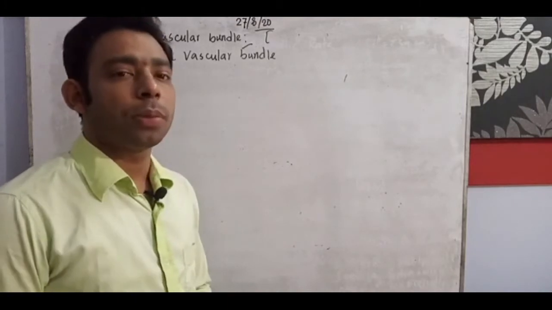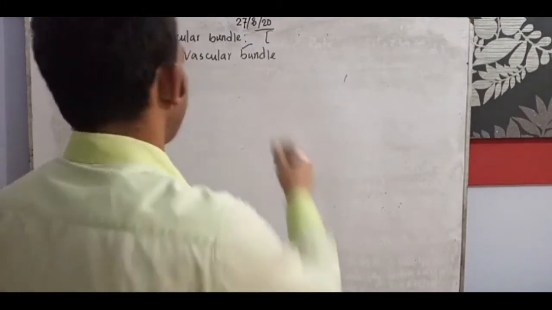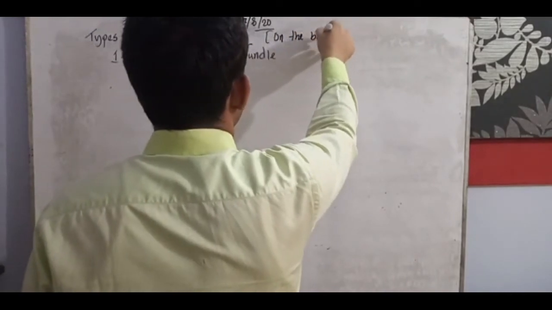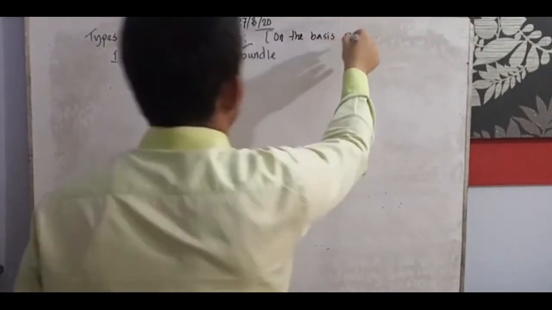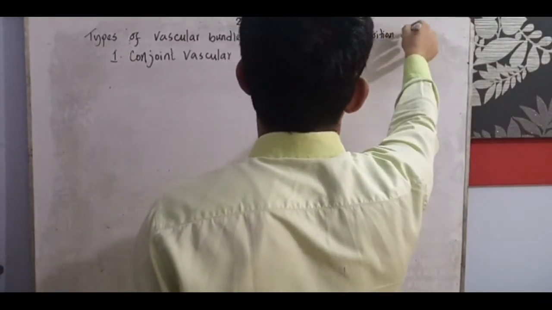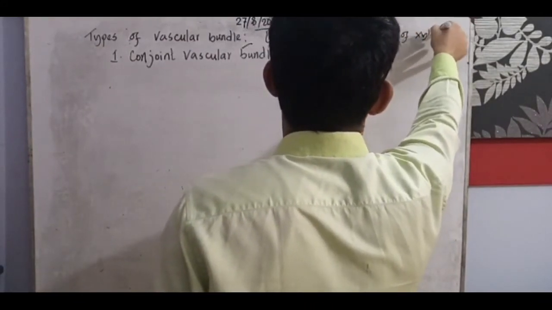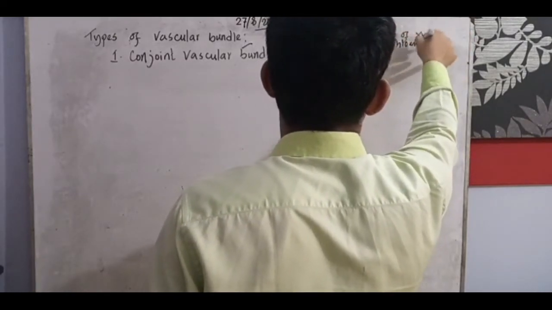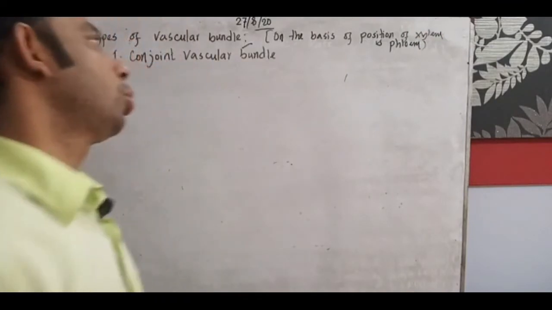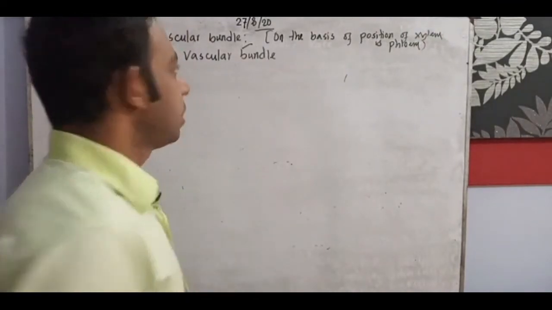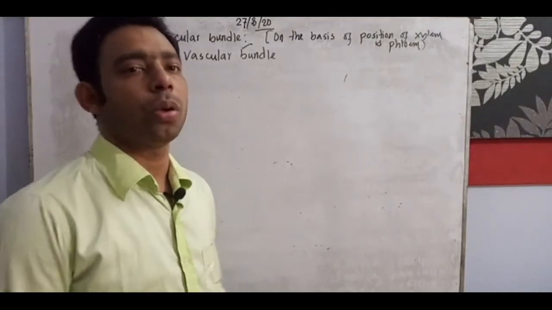on the basis of the position of xylem and phloem. On the basis of the position of xylem and phloem, the vascular bundles are categorized into several types. Very first one is the conjoined vascular bundle.